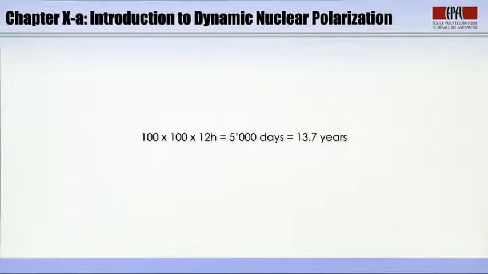So if you want to measure the same signal amplitude that you had measured on the labeled carbon, you're going to need 12 hours multiplied by 100 multiplied by 100, which amounts to 5,000 days, equal to 13.7 years.